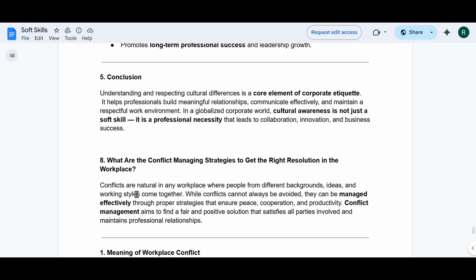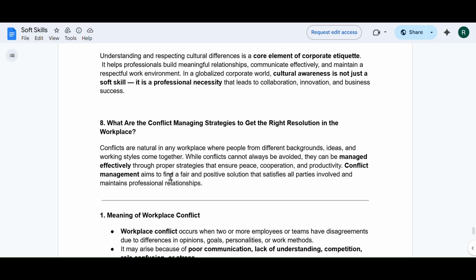And now let us discuss what the conflict managing strategies are to get the right resolution in the workspace. Conflict managing means reducing a conflict or avoiding a conflict.